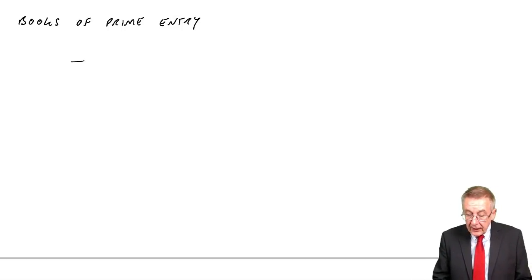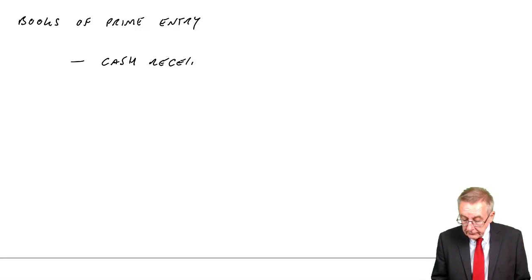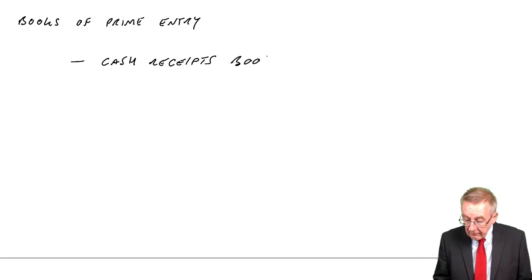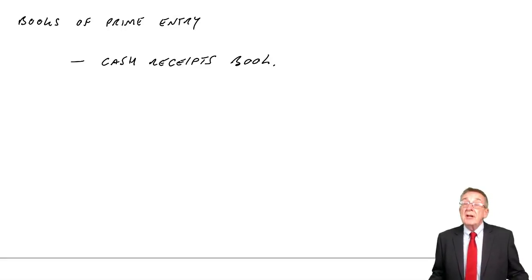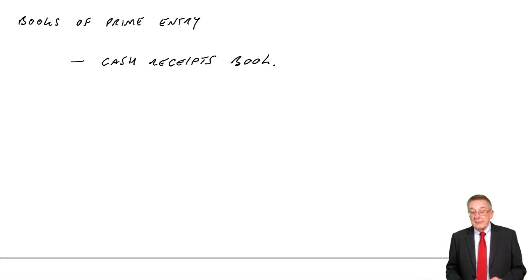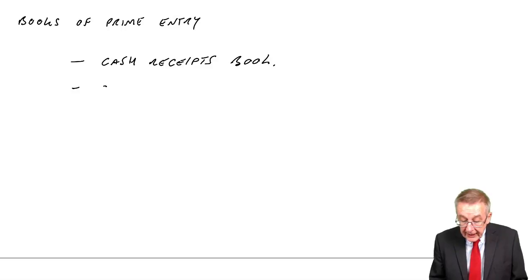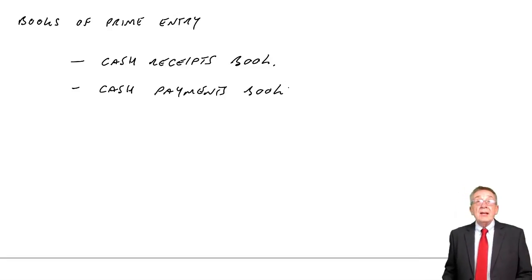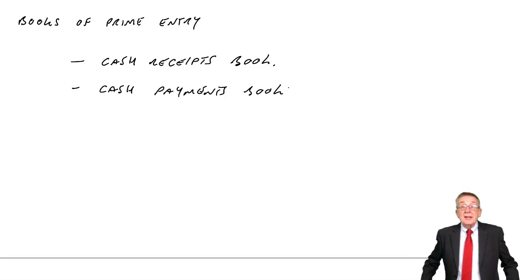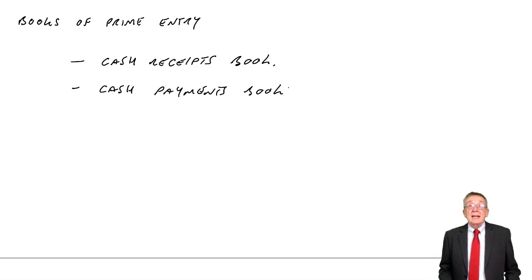But the four main ones are as follows: a cash receipts book. In this book, you can guess, we'll make a note every time we receive cash. Similarly, we'll have a cash payments book. And again, it's usually a different bookkeeper who looks after this. But every time we pay any cash, we'll make a note. So that deals with cash receipts and cash payments.